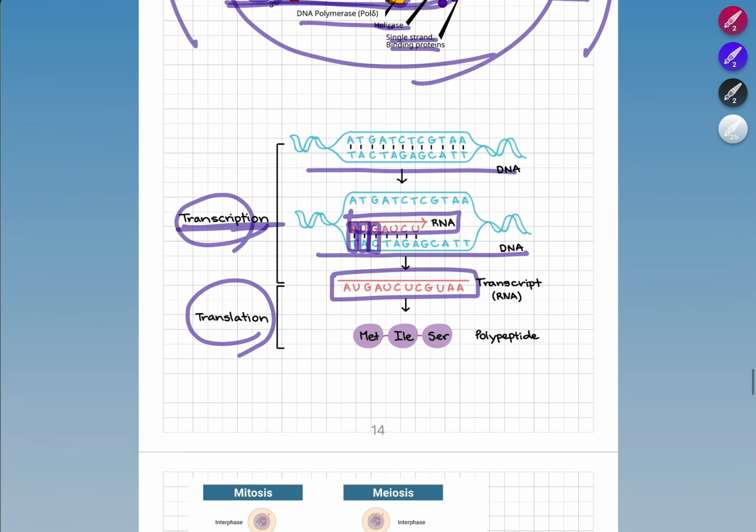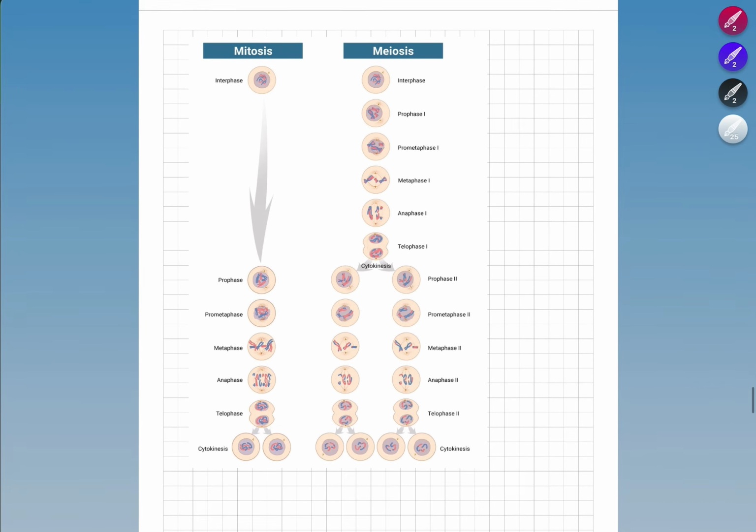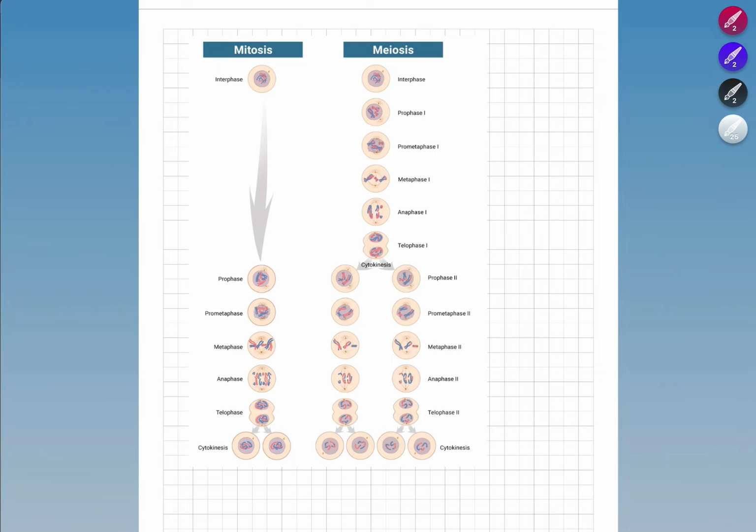And then with the RNA that you have created from transcription, you translate that into amino acids, which create the polypeptide. So every 3 base pairs are called codons, which make up one amino acid, and this sequence determines the polypeptide. So you should have memorized the vocabulary, transcription, and translation. And then next is mitosis and meiosis.